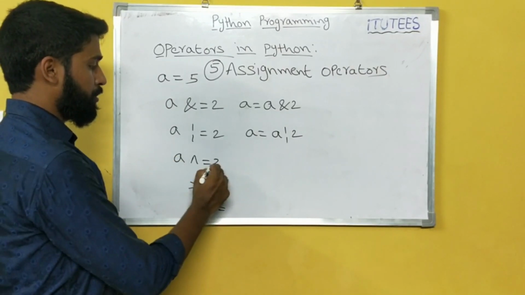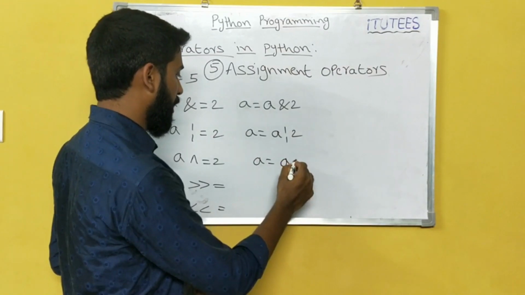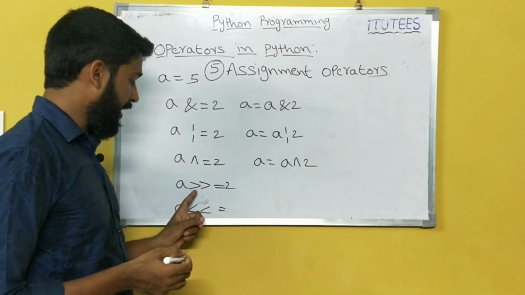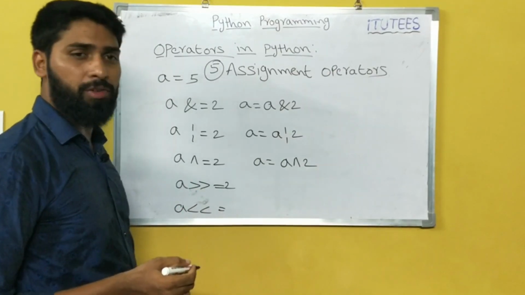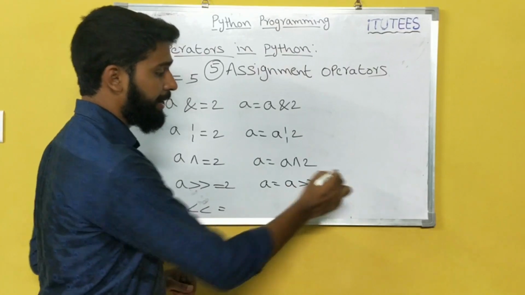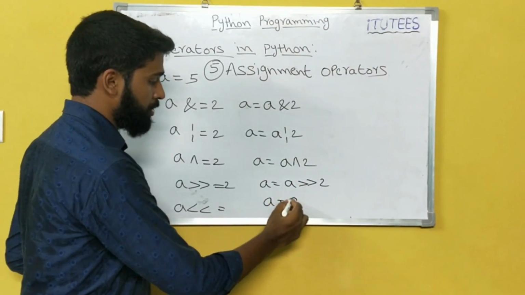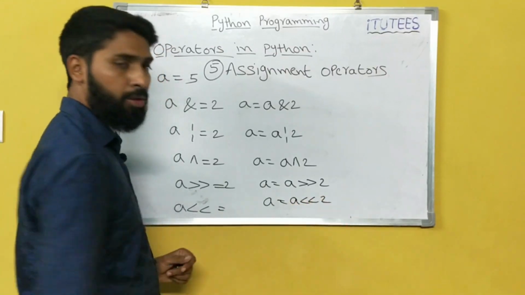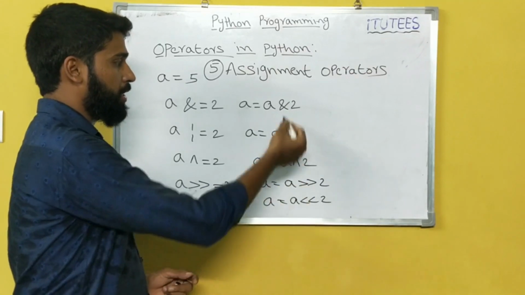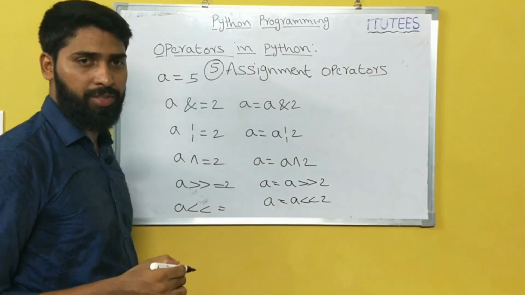A XOR 2. What that means? A equals A XOR 2. A right shift equals 2. What that means? A equals A right shift 2. A left shift means A equals A left shift 2. I hope we already discussed these operators: AND, OR, XOR, right shift and left shift.